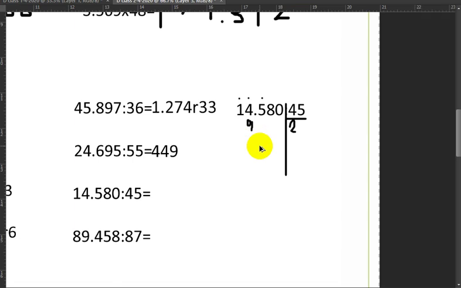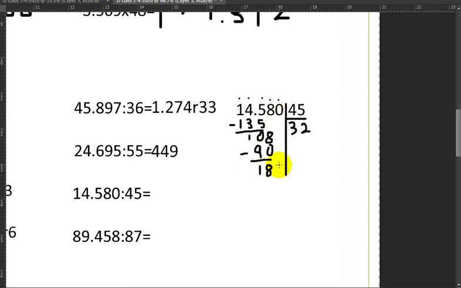I need to try one more time. Instead of 2, I'm going to try 3. 3 times 45 would give me 135. If I do this subtraction, I'm going to get 10, which is less than 45, so I can continue. Pull down the 8, and I say 45 into 108 goes twice. 2 times 45 makes 90. And by doing this subtraction, I get 18.